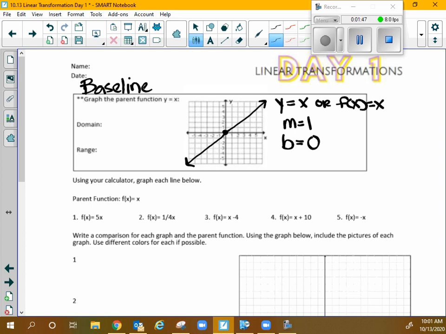So what would be a reasonable domain for that parent function? Infinite, right? And we can either write negative infinity is less than x, which is less than infinity, or we could keep it simple and just write all real. So these are the same thing. Okay? So if it ever touches everything, that's just all real. So then what would the range be? Same thing, all real.